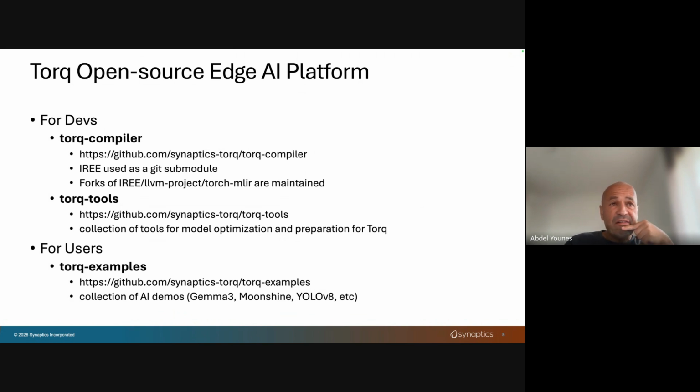And then, for users, we have this Torq examples Git repository, which contains a number of AI demos. Today, it's mostly Gemma 3, but we want to put more demos in there for Moonshine, YOLOv8, and anything that is relevant to our marketing and sales team, basically.